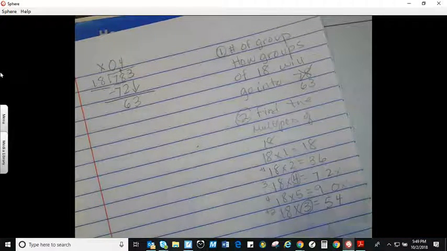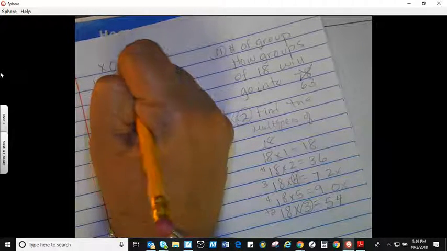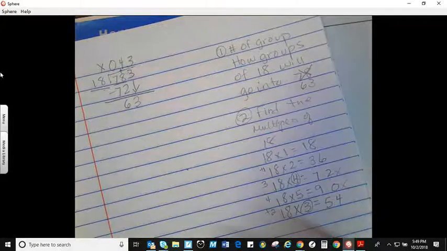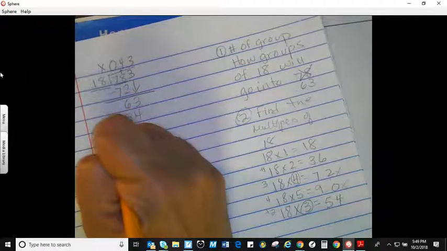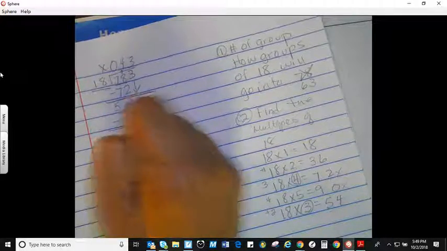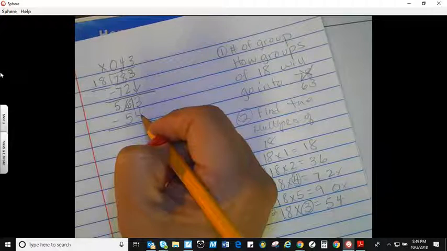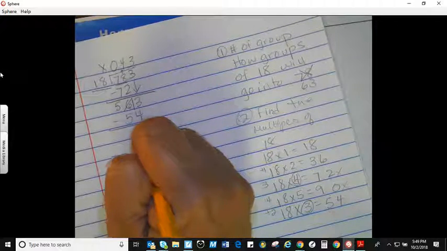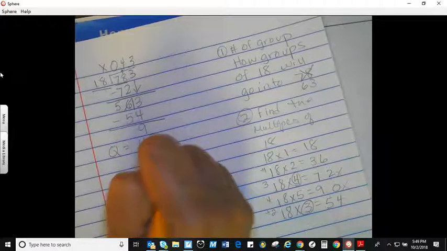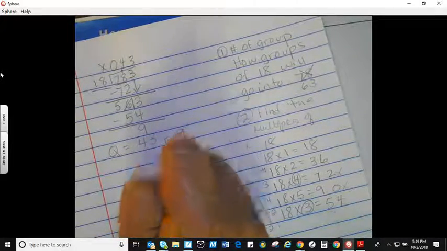So I'm going to use my partial quotient. Would be here. 3 times 18, I already know, it's 54. And I'm going to take the difference, regroup my 6, that becomes a 5. Now 13 minus 4 is 9. And so my quotient is equal to 43 with a remainder of 9.